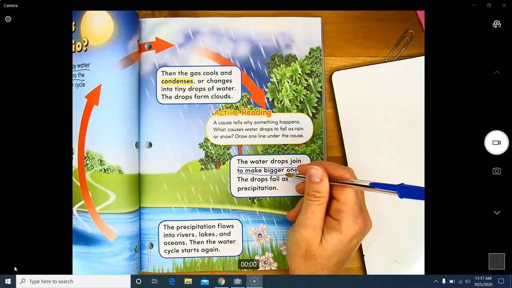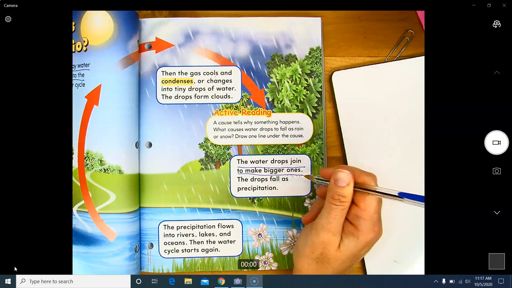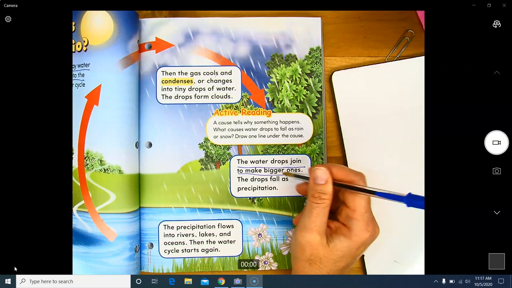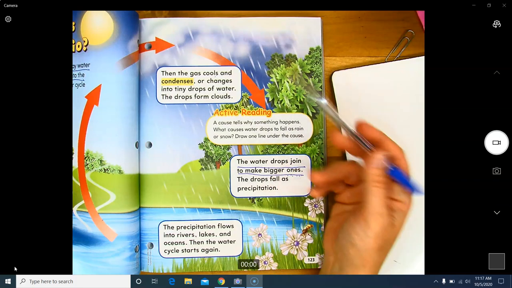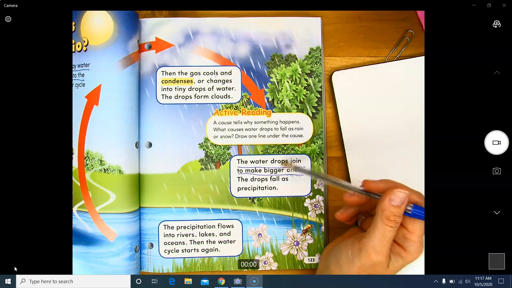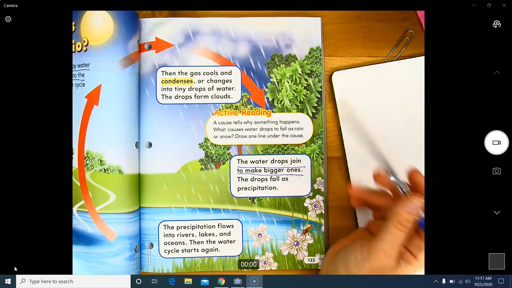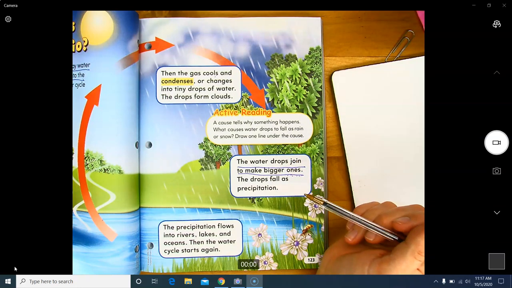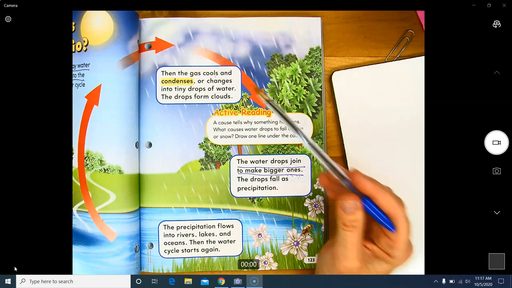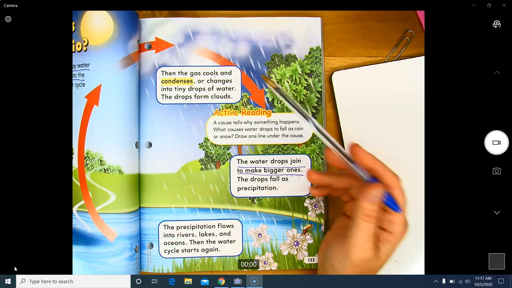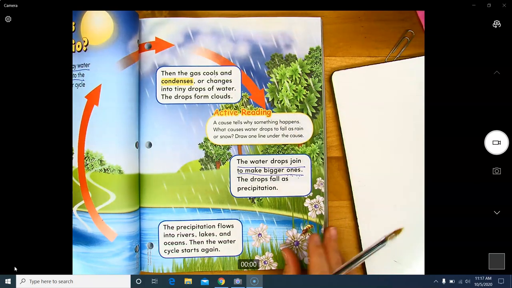So when bigger water droplets are formed, when they go together and they form bigger ones, they get too heavy to stay up in the sky, so then they fall. So the bigger drops cause the rain to fall. Okay, so this is the cause, the effect, what caused it, what happened. The effect is the rain fell.